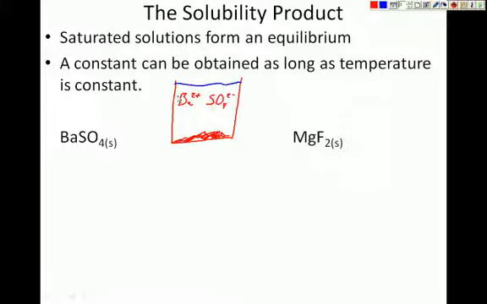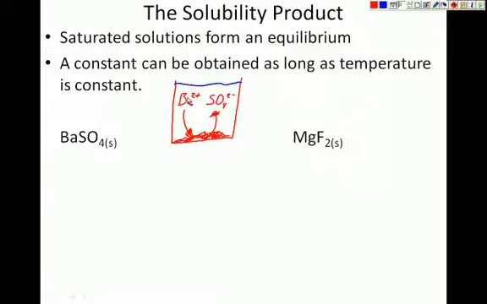Now, these barium ions and sulfate ions are constantly crystallizing and becoming a solid. We learned this in a previous lesson. And the solid barium sulfate ionic compound is dissolving and becoming ions. So the concentration of Ba2+ and SO4 2- remains constant.